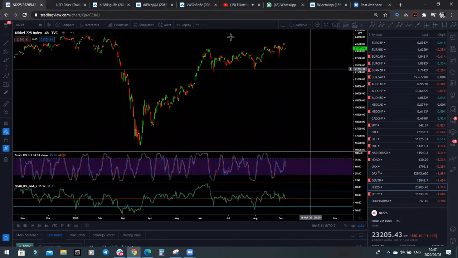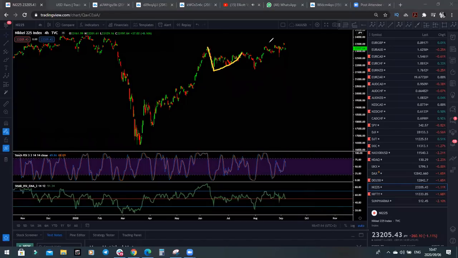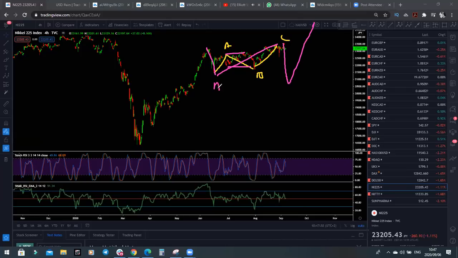Nikkei also looks like it's going to make a similar structure to this one. Let's show the structure here. 1, 2, 3. Look at this one here. That's a corrective structure in the B degree. That's A, B, and the C there. And in the bigger structure, we've got 1. The whole thing is a B, and then we look for a C and then upside. So this would be a bigger A, bigger C.